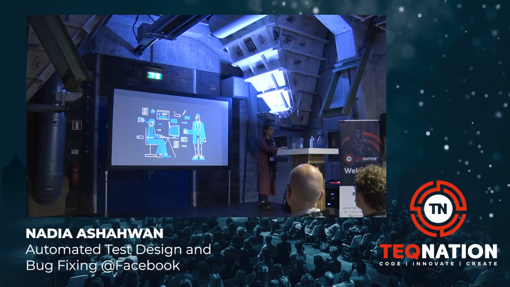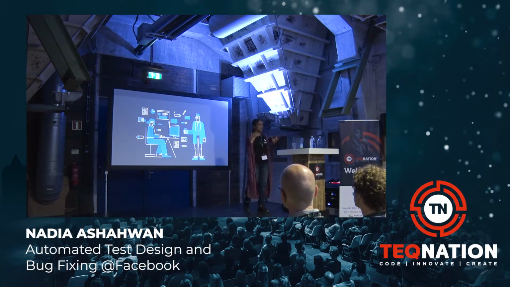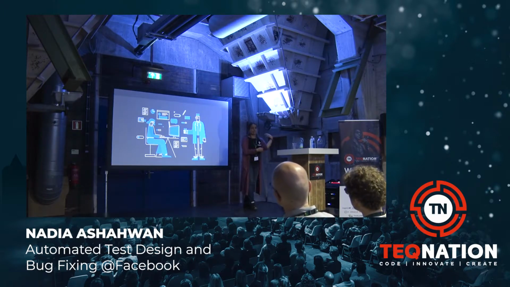So that's why we have Sapiens. Sapiens is a tool that started as a startup. It was a university project, like someone's PhD. It uses search-based software engineering, which is like genetic algorithms and stuff. It's a field that has been around for a long time, and it tries to generate tests using that.